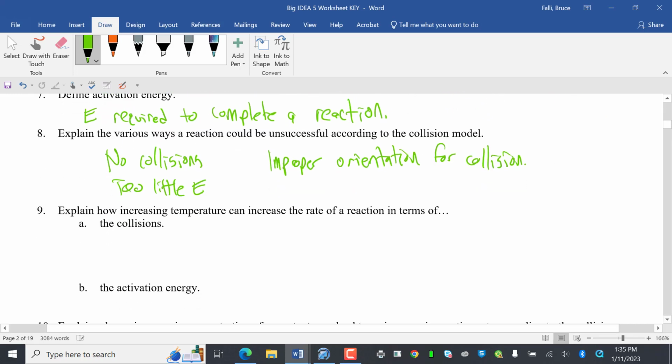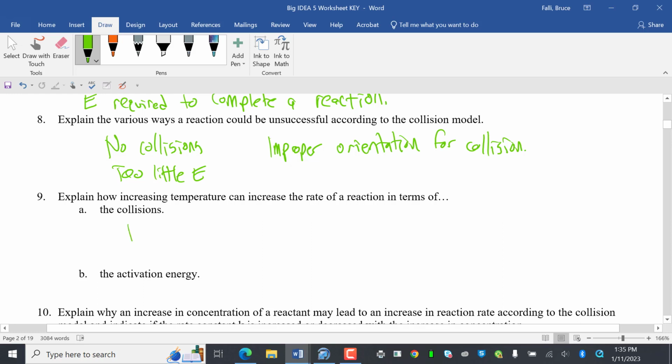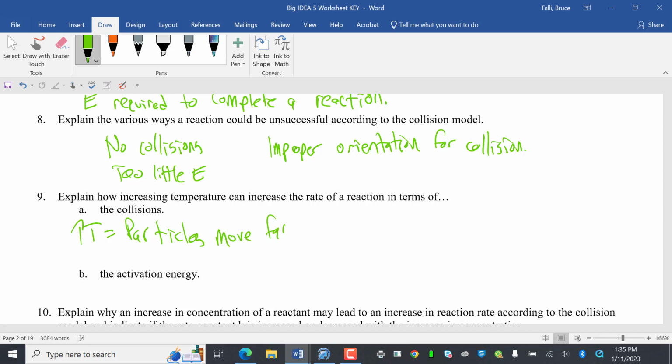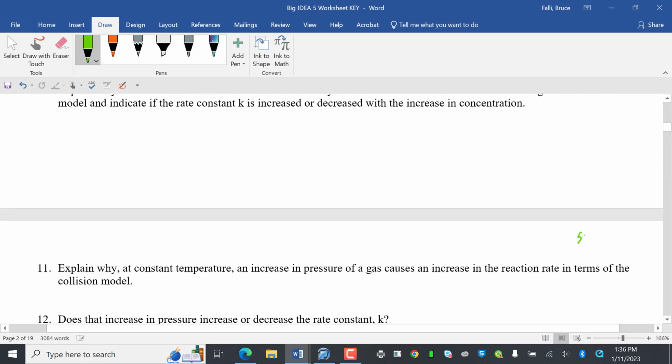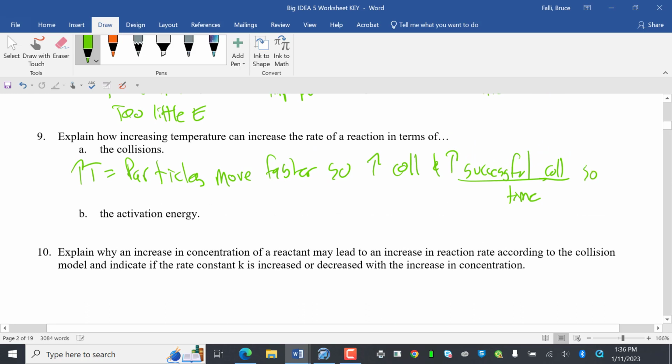Explain how increasing temperature can increase the rate of reaction in terms of the collisions. Particles move faster, so increasing T means particles move faster, so more collisions and more successful. Isn't it annoying to have to write successful collisions per time? So, whoops. So, rate up.